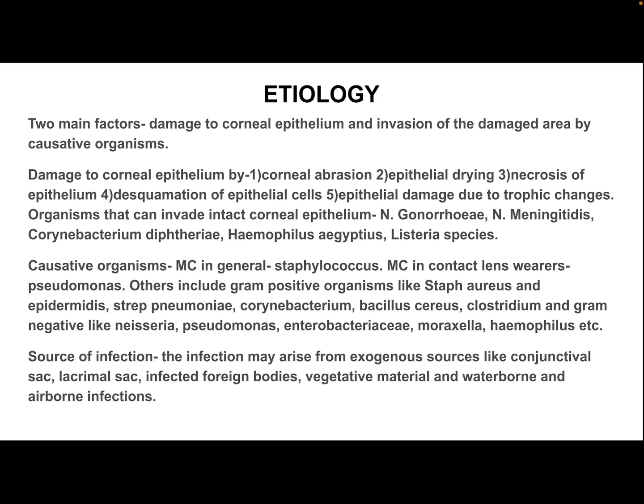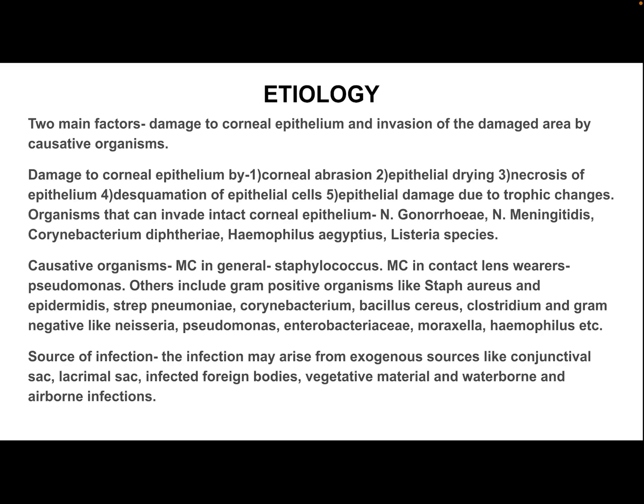Disformation of epithelial cells can occur as a result of corneal edema, as we see in bullous keratopathy. Then, epithelial damage due to trophic changes. There can be neuroparalytic keratitis, that is a type of trophic change, and all this will cause epithelial damage.